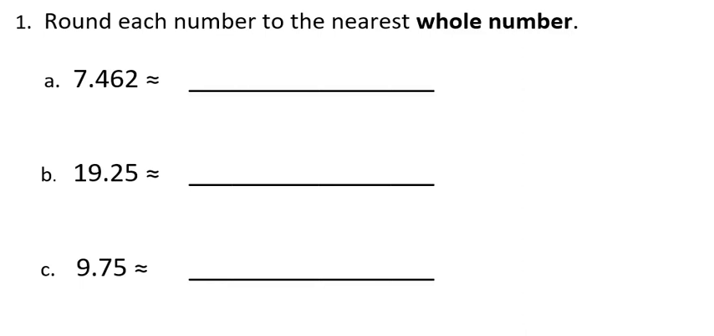Tutorial is for 5th grade Module 1, Lesson 8b. In this lesson, we're going to use our place value knowledge to help us round decimals. The first section says to round each number to the nearest whole number.